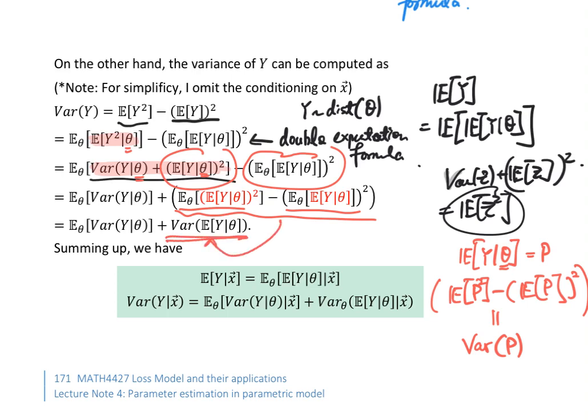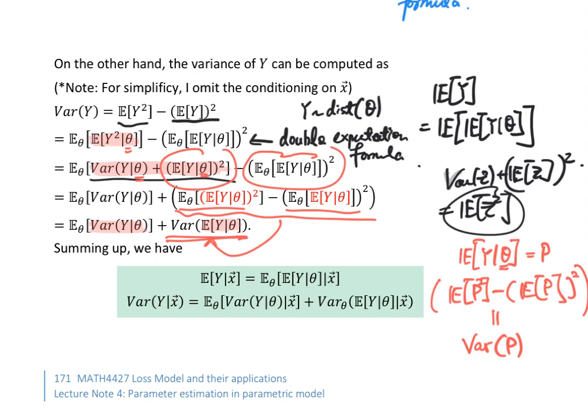Okay, so here then this is how you get the variance of y in this scenario. You can get it through this formula, and to use this formula, what you need to do is first compute the variance and the expected value of y given that you know theta. Then you can get your variance successfully.